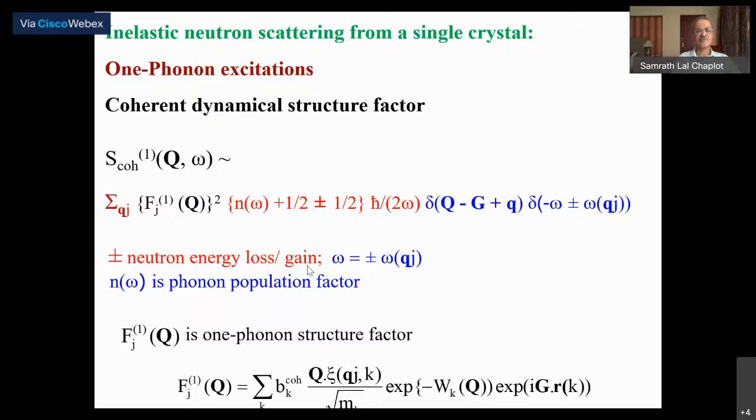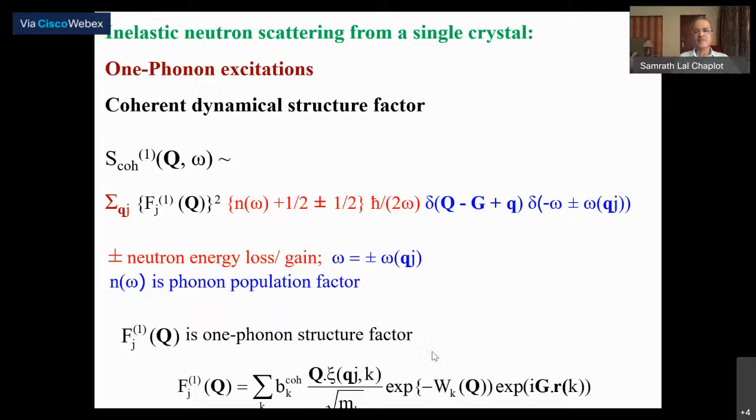Energy loss and neutron energy gain have slightly different cross sections. In the measurements, these are relatively trivial factors which can be taken care of easily. But the most important part in selectively studying phonons is that we have to look at the one-phonon structure factor, which depends on the structure of the atoms inside the solid.